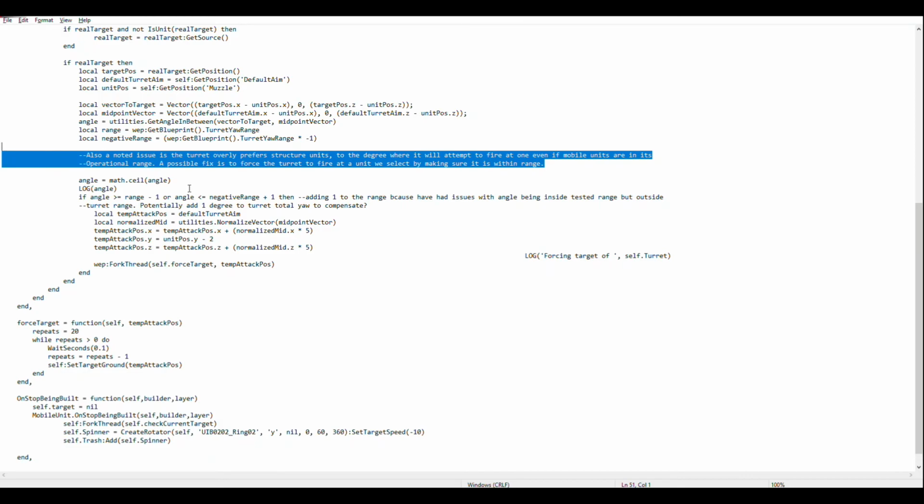This might be specific to my scenario, but my turret prioritizes structure units. This becomes a problem when there are no structure units for it to fire at, only mobile units. I have found that my turret will aim at a structure unit outside of its range, rather than fire at a mobile unit inside its range. So at some point I may need to create code for it to get a custom mobile unit target, but I haven't done that yet.